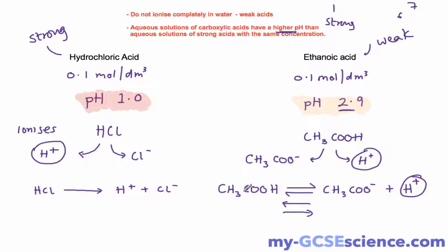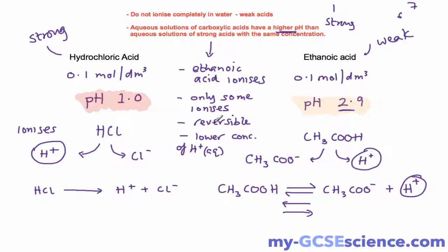and when it reaches equilibrium, that means the same number of molecules of CH3COOH or ethanoic acid are ionizing to make these two. We also have these two reacting to make our ethanoic acid. So we reach equilibrium, and that means we won't have as high a hydrogen ion concentration in our solution as we would with hydrochloric acid. So if we have a lower concentration of hydrogen ions, we are going to have a weaker acid, because the acid depends on the number of hydrogen ions there are in the solution.